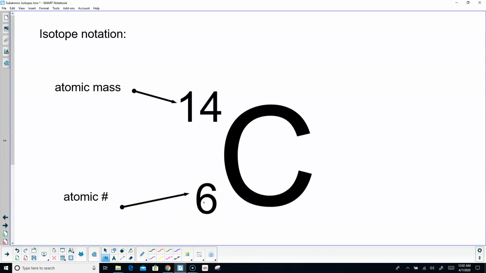So here is another example of carbon-14. 14 is the mass. The atomic number is 6, because if it's carbon, it has to have 6 protons. The atomic number, the number of protons, are 6. Carbon is the element that has 6. That's just the way it is. So isotope notation.